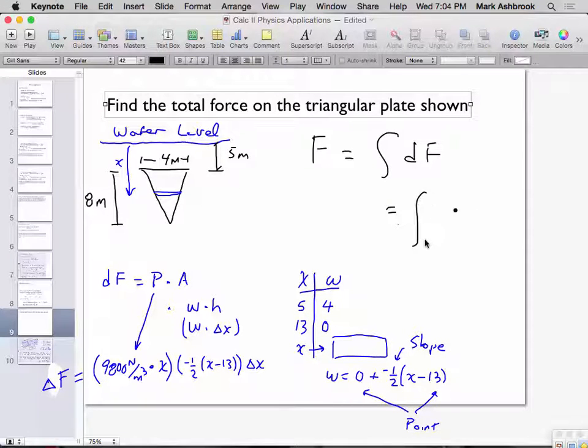So we're going to sum up 9,800 times x times negative 1/2 times x minus 13, dx, and x goes from the first little strip of force we're going to calculate, at x equals 5, to the last one at 13. Yep. Does it make sense? Yes, sir.